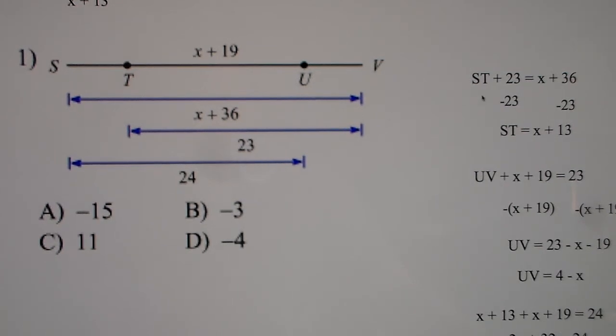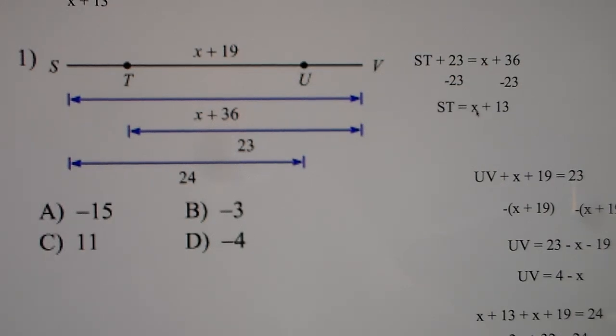So what I do here first, I see that ST, this little piece, plus this 23 piece, these 2 pieces added together is going to equal the entire thing. So I'm going to say ST plus 23 is equal to this big piece, x plus 36. I then do inverse operations to get ST by itself. And I find out that ST is equal to x plus 13. So I write it in. ST is x plus 13.